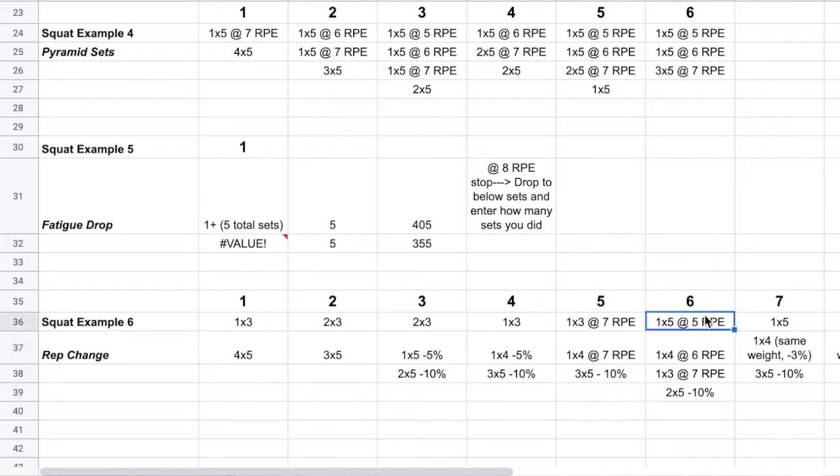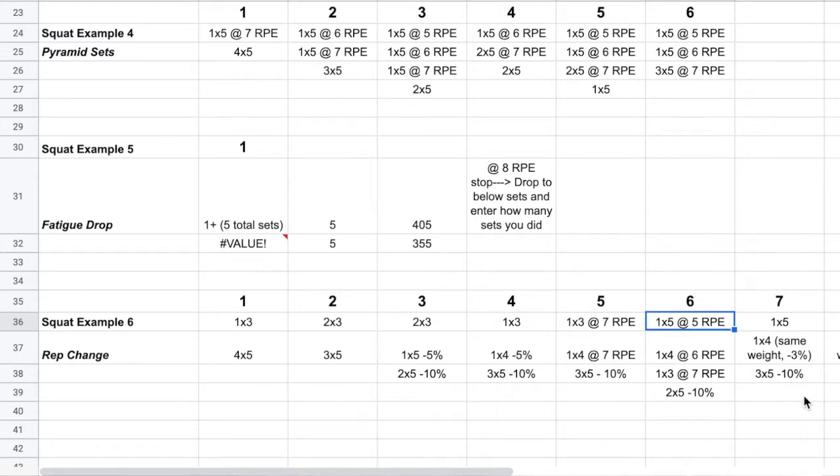We could do just like on the pyramid progression, we could do 1x5 at a 5, 1x4 at a 6, 1x3 at a 7. It doesn't have to be the same reps pyramiding up. And if I wanted to do 3 top sets, I can make all of those 7 RPE, and it's just going to be changing weight based on the rep scheme. So like I said, these are examples, but there's literally infinite possibilities of how you could adjust these examples within it.